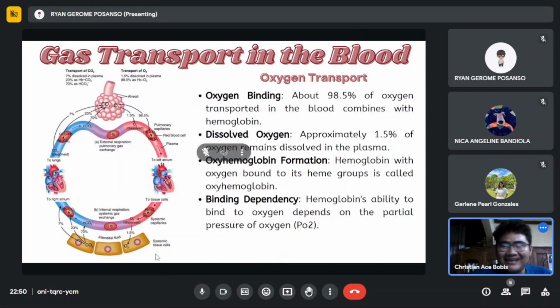Just joking. The next subject would be gas transport in the blood. Based on the text that I've read from the book, I can summarize the following, beginning with oxygen transport.